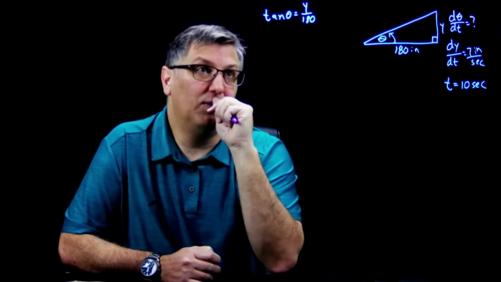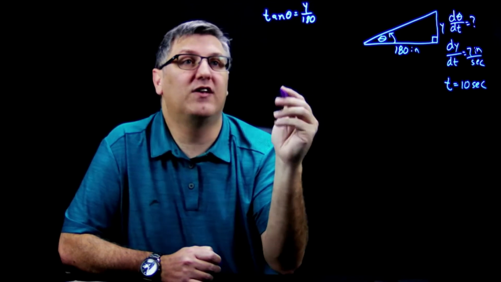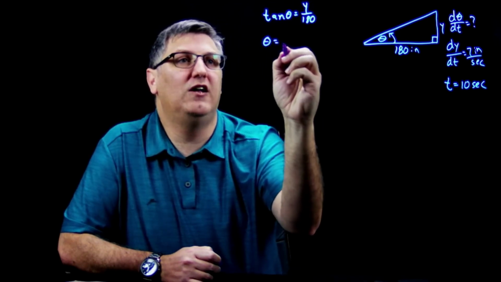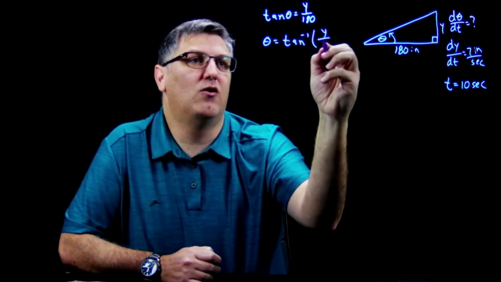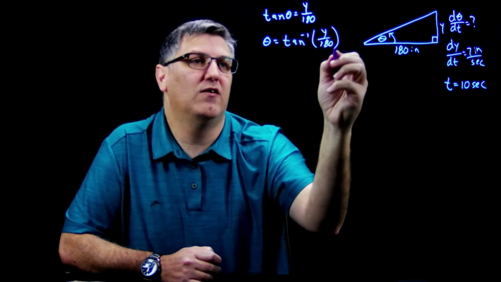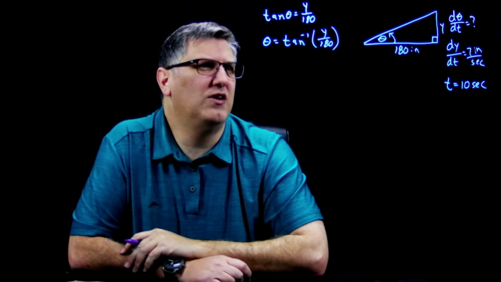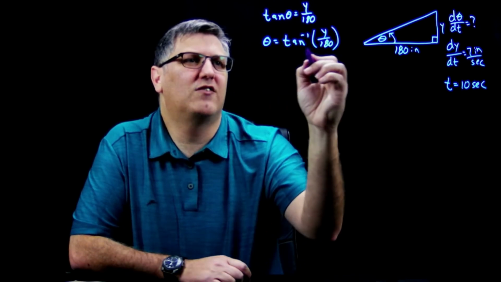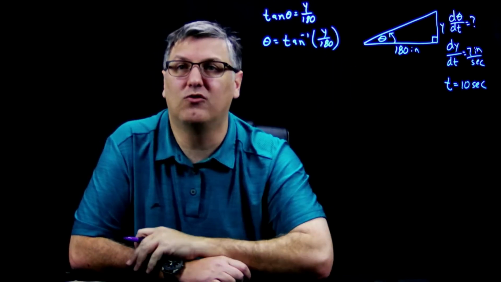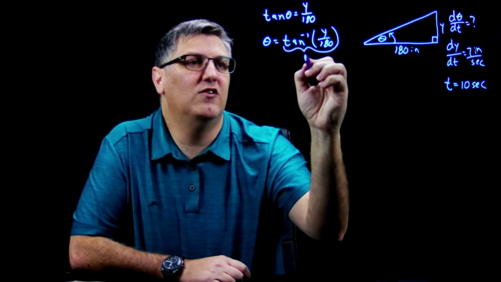So easy peasy. Now from here, I need to get theta by itself, so I can say theta equals arctangent of y over 180. All right, that seems easy enough, right? So this whole thing represents a radian. It's an angle. We have to keep in the back of our mind that this is a radian.